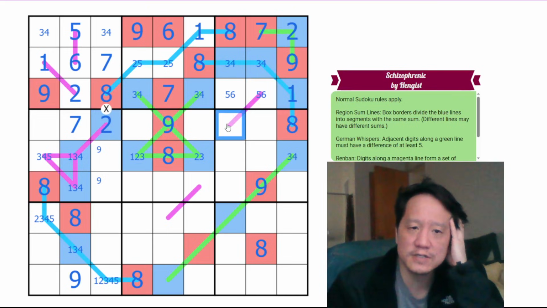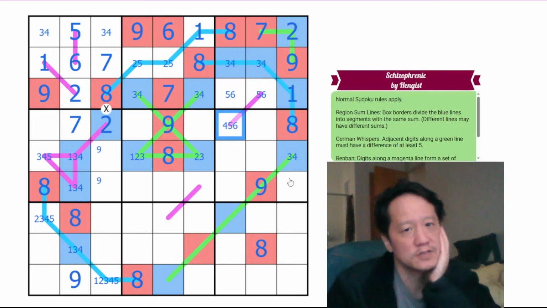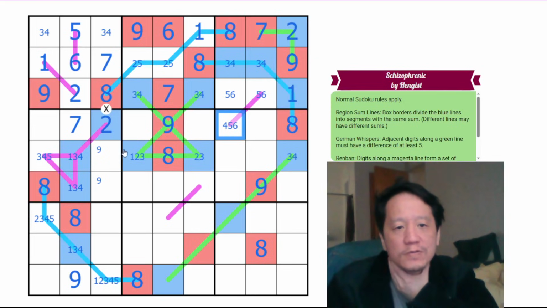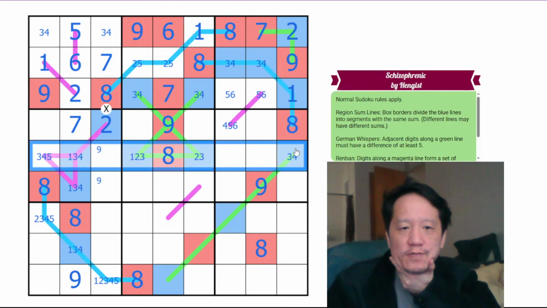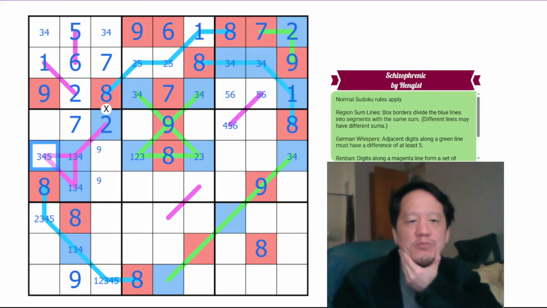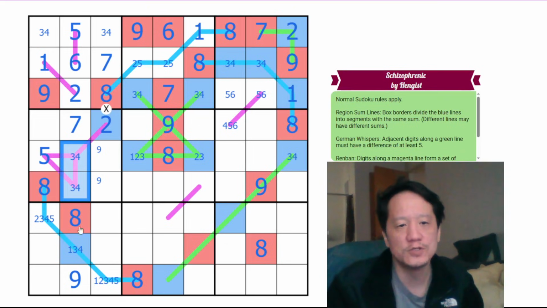5 and 6 is consecutive with 4 through 7, but this can't be 7 because of 7 in the row. So this is 4, 5, or 6. We have 4 low digits in row 5, which eliminates low digits in the rest of the row. This can't be low, so it must be 5, which makes this 2, 3, 4, and 5 to be a renban, which eliminates 3 and 4 in the rest of the column, so this can't be 3 or 4.